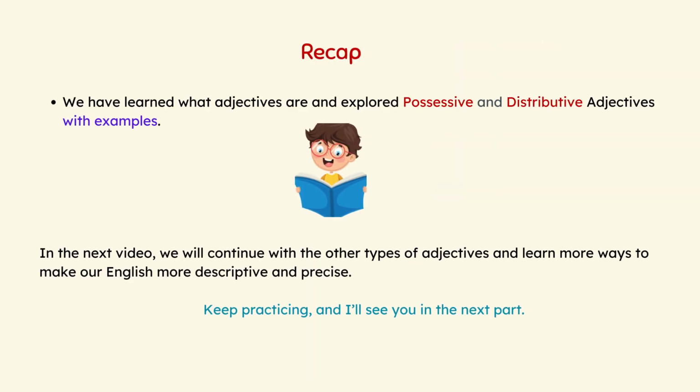So far, we've learned what adjectives are and explored possessive and distributive adjectives with clear examples. You now understand how these adjectives help us show ownership and talk about individual members in a group. In the next video, we'll continue with other types of adjectives and discover more ways to make our English more descriptive and more precise. Keep practicing what you've learned today, and I'll see you in the next part.